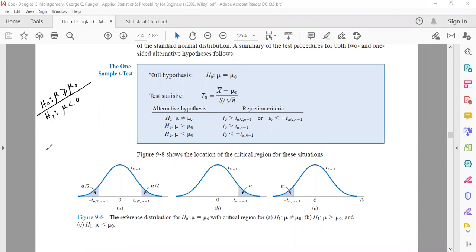But if someone writes like this, say for example, he writes mu greater than mu naught in the null hypothesis, and in the alternative hypothesis he writes mu less than or equal to mu naught, then this is wrong. The alternative hypothesis cannot include the equality symbol. So just keep this in mind. Okay.